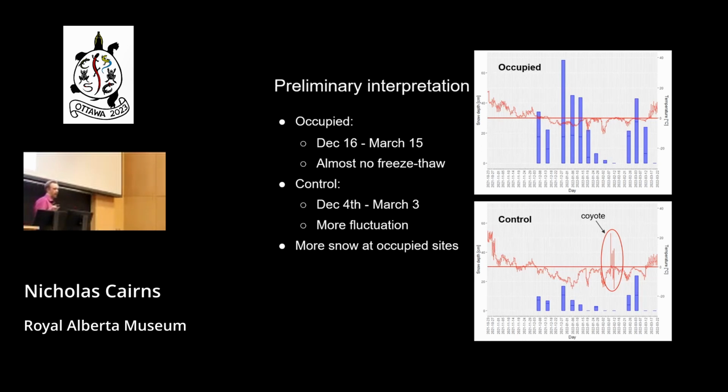The interesting thing about the control sites was that there was actually quite a bit more fluctuation. If it goes from -1 up above to +1 and then back down to -1, we considered that a freeze thaw cycle. We had 0 of those in the occupied sites and 4 of them in the control sites. So interesting. And again, if you look at these graphs, this is a climatograph. So we have the average of the 2 sites. The blue bars are millimeters of snow, and the red is the average temperature for the 2 sites.